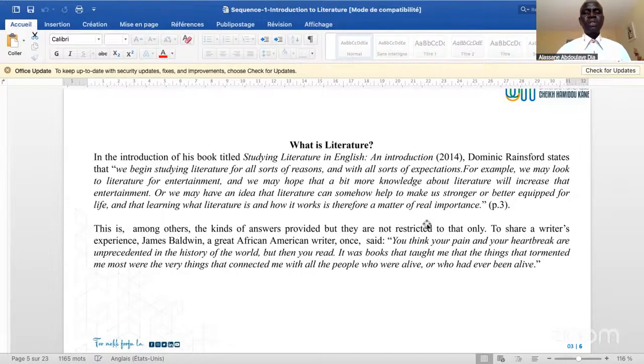You can read it to find entertainment. You can read it to boost your vocabulary or whatever. So that's why we see that with all sorts of expectations. In terms of expectations, we talk about results, outcomes. It depends on what you want. For example, Dominic Rainsford says, we may look to literature for entertainment.